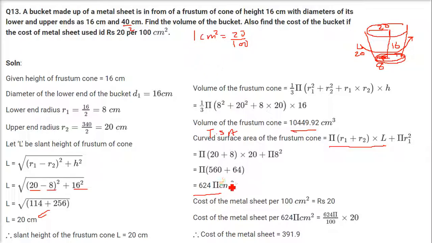Now 1 centimeter square is 20 by 100. So how many of this will be? 624 pi, it will be 624 pi into 20 by 100. That is, the cost of the metal sheet will be something in this rupees. That is 391.9, 392 rupees.